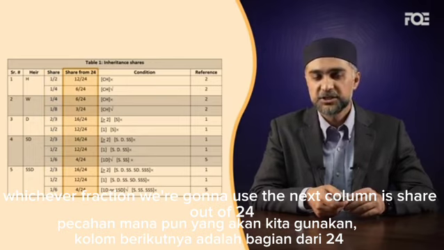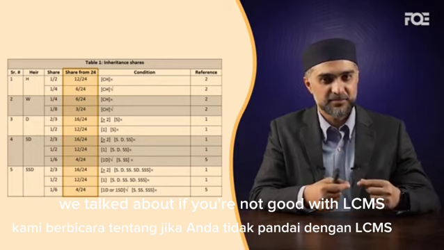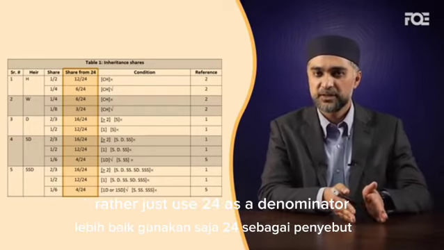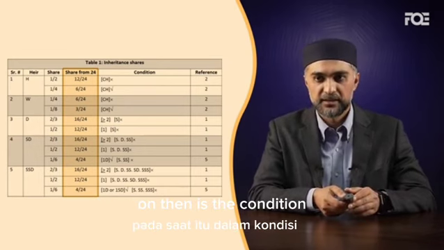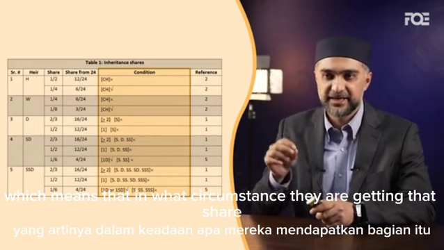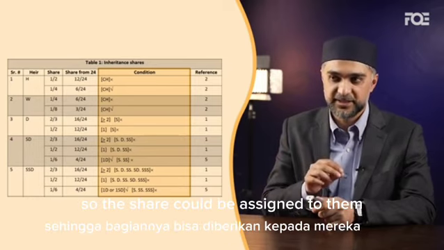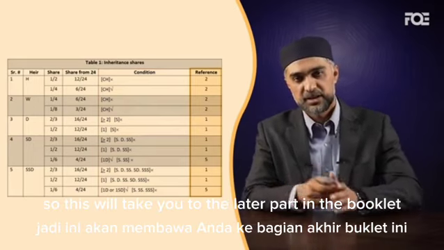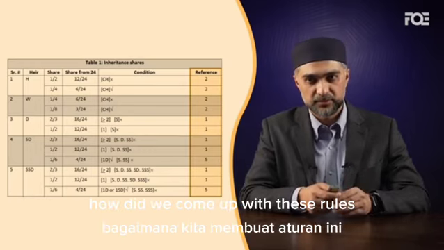The next column is share out of 24. We talked about if you're not good with LCMs or you're struggling and you want to make it easy, then don't worry about the first column, rather just use 24 as the denominator so that everything becomes easy for you to calculate from here on. Then is the condition, which means in what circumstance they are getting that share and what requirements have to be met so the share could be assigned to them. And after that is references. So this will take you to the later part in the booklet where you can see some references and see how we came up with these rules.